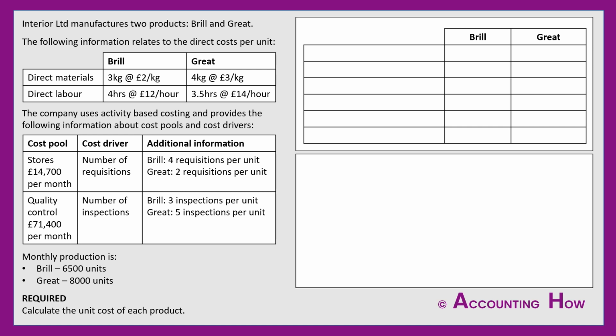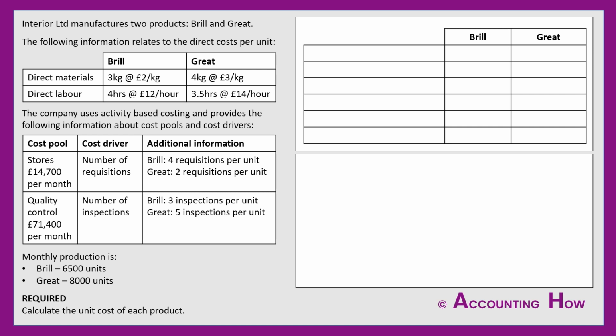And then we've got a similar structure for quality control, a far higher cost pool of £71,400 per month, and the driver is the number of inspections, the number of quality inspections they're doing on each product, and we can see there the number of inspections that are made per unit whilst they are making these products. Finally, they give us the monthly production levels for each product, and they are asking us to calculate the unit cost of each product.